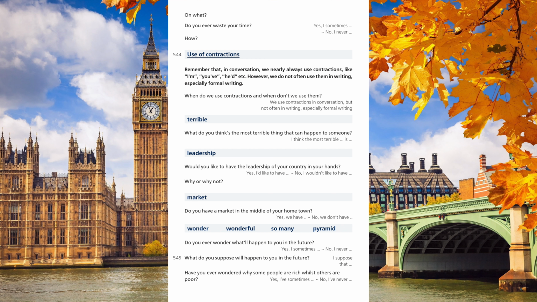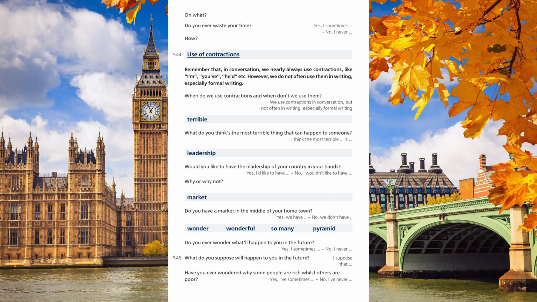Market. Do you have a market in the middle of your hometown? Yes, we have a market in the middle of my hometown. Wonder. Wonderful. So many. Pyramid. Do you ever wonder what will happen to you in the future? Yes, I sometimes wonder what'll happen to me in the future. What do you suppose will happen to you in the future? I suppose that I will get married and travel the world.